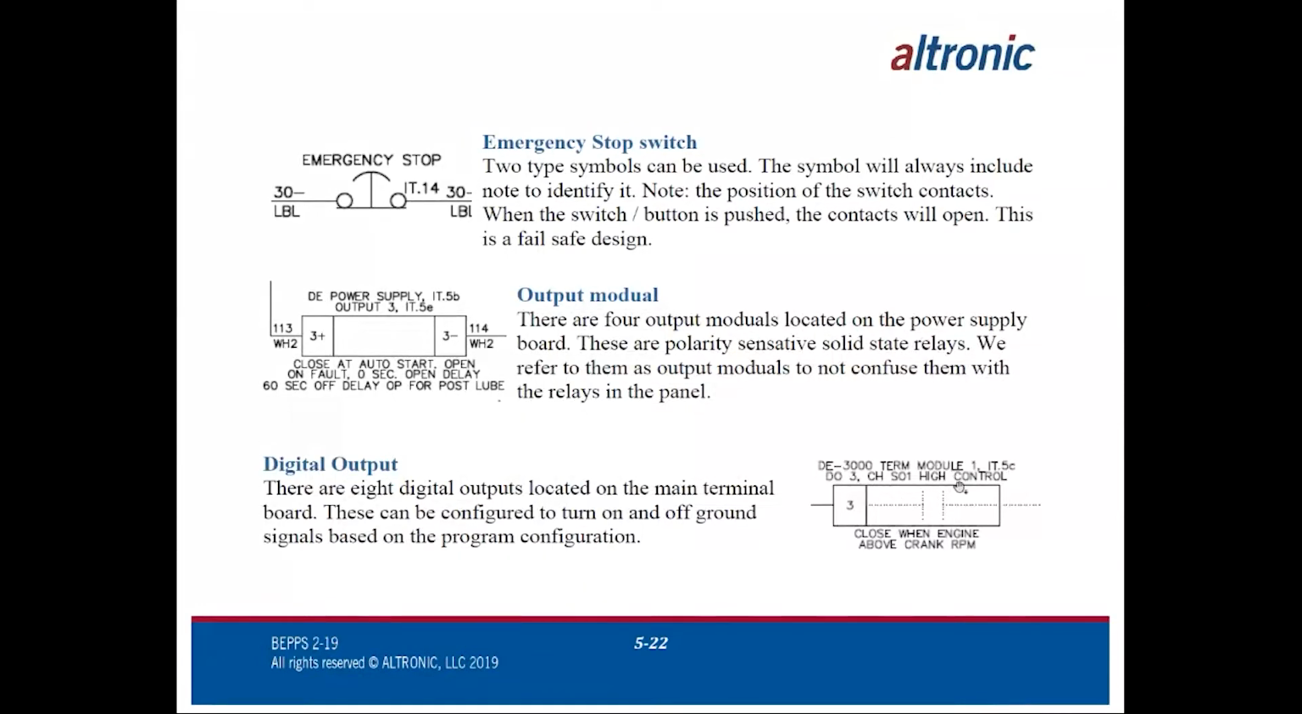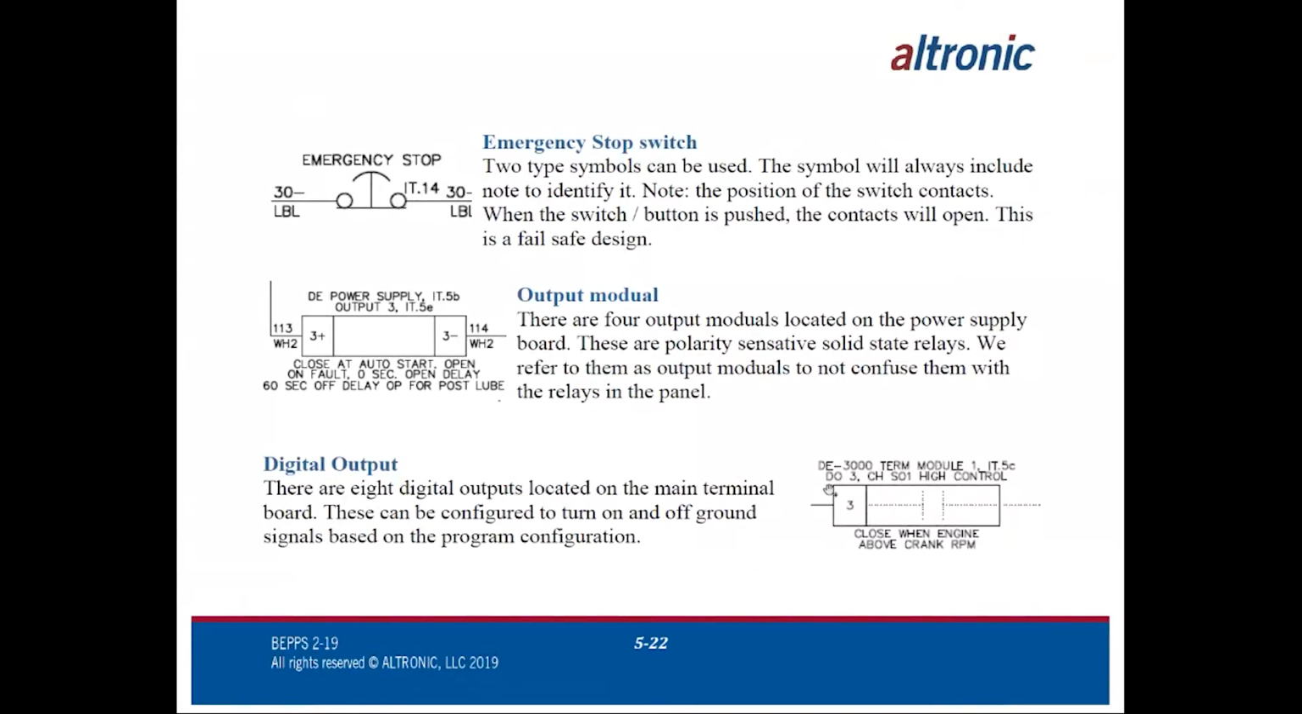Now here's a fun part. Everybody misses this one, especially the new guys that are coming into our industry. We tell you what channel it's linked to. In this case, we say channel SO1, which is speed on the DE3000, high control set point. And in this case, it says closed when engine above crank RPM. So for whatever reason, out of context, because we're just looking at this one symbol, we need to identify when we get what we consider above crank RPM, and we need to close this contact to do something.